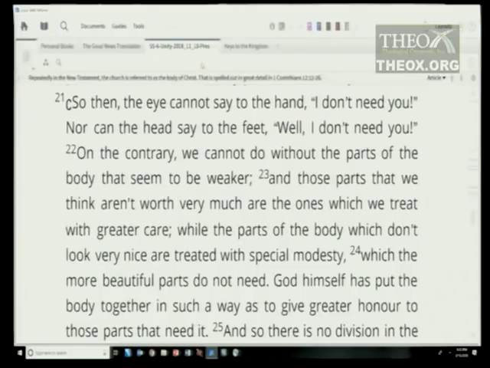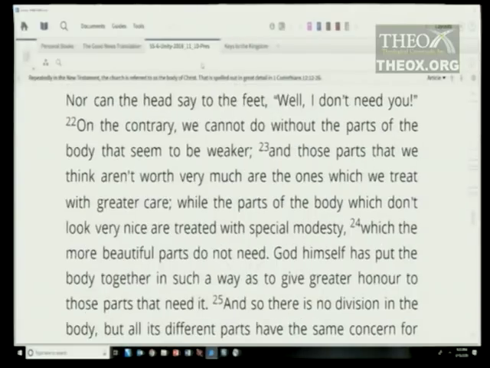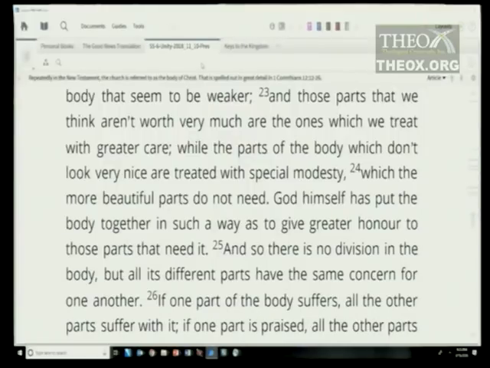Yes, I do. So then, the eye cannot say to the hand, I don't need you. Nor can the head say to the feet, well, I don't need you. On the contrary, we cannot do without the parts of the body that seem to be weaker. And those parts that we think aren't worth very much are the ones which we treat with greater care. While the parts of the body which don't look very nice are treated with special modesty, which the more beautiful parts do not need. God himself has put the body together in such a way as to give greater honor to those parts that need it.